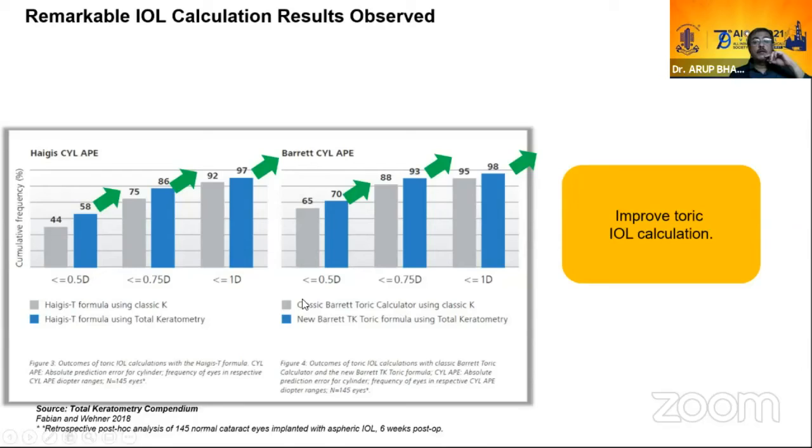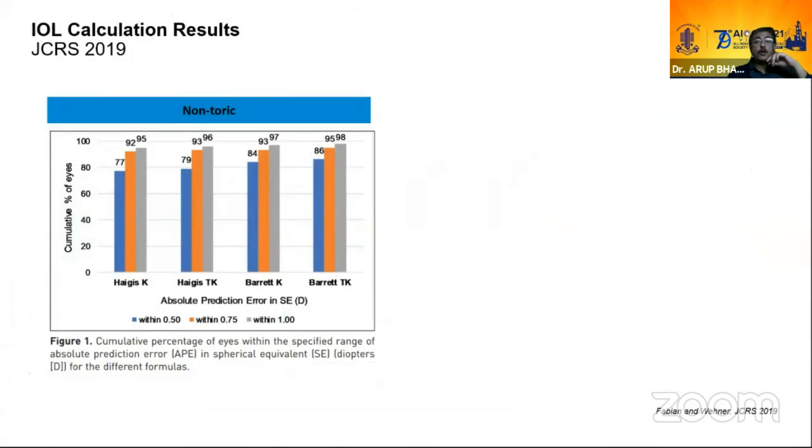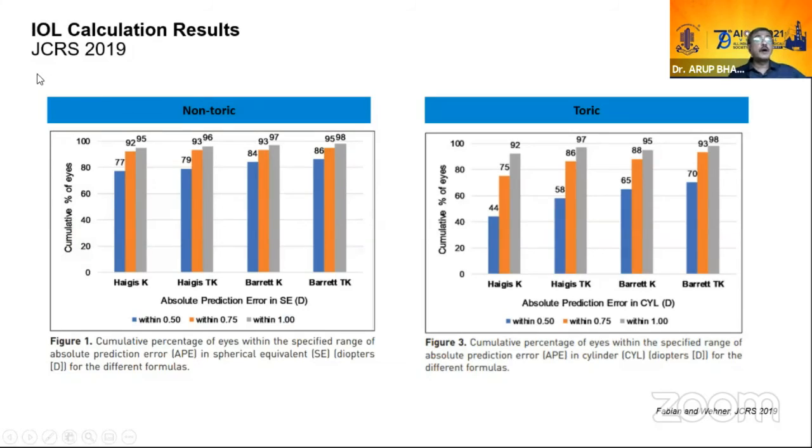This is Haigis and Barrett, with everyone within 0.5, and it is improved almost 30% in IOL calculation in toric eyes. And this is the non-toric and toric. If you compare this study published in JCRS, considering the 0.5 variation, it improved 2% if you use the Barrett TK. And in the toric IOL, if you use the Barrett TK toric calculation and consider 0.75 as the limit, it improved almost 9%.